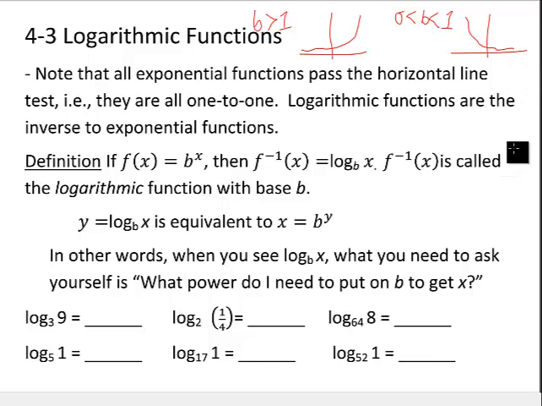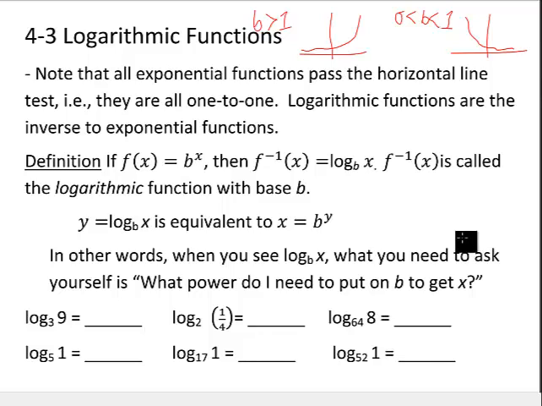But the big thing I want to point out is that these things pass the horizontal line test. They pass the vertical line test and they are functions, but they also pass the horizontal line test, meaning they are one-to-one. Since they are one-to-one, exponential functions have inverses, and those inverses are logarithmic functions.